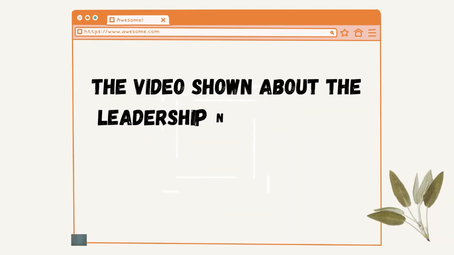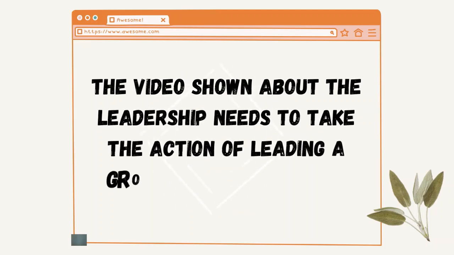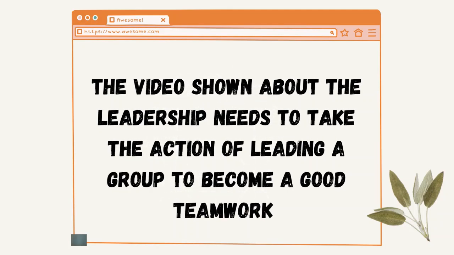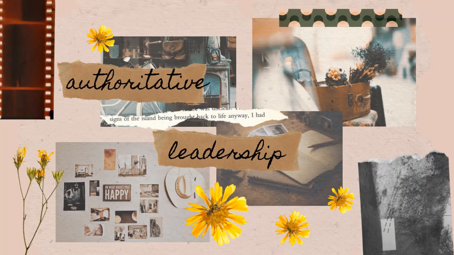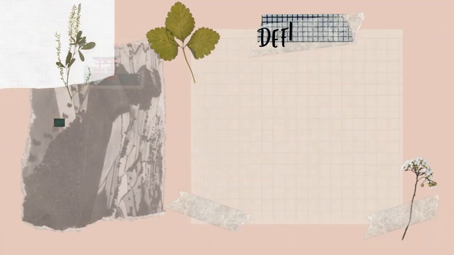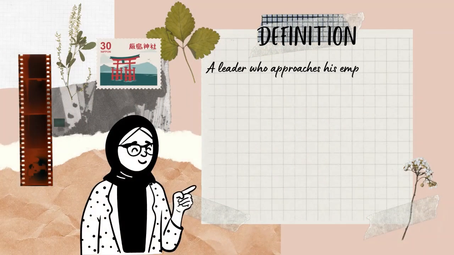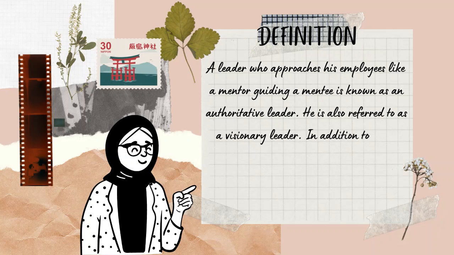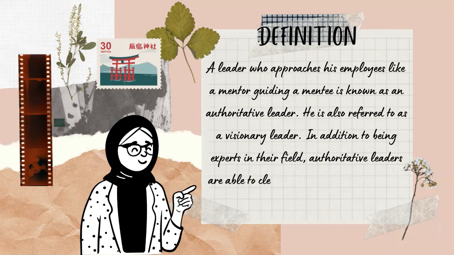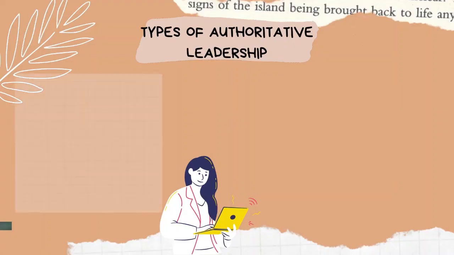A video is shown about how leadership needs to take action in leading a group to become good teamwork. A leader who approaches his employees like a mentor guiding a manatee is known as an authoritative leader. He is also referred to as a visionary leader, in addition to being an expert in their field. Authoritative leaders are able to clearly articulate a vision and a path to success.